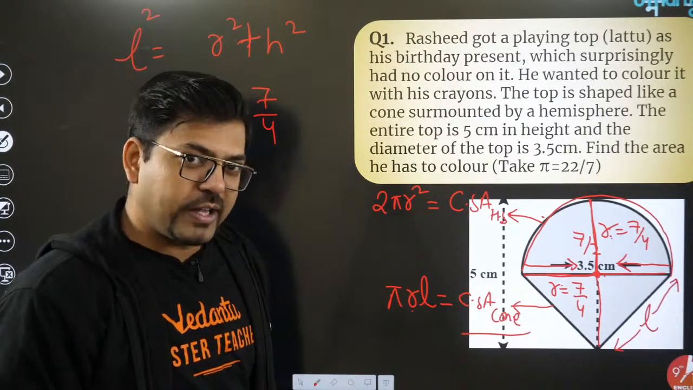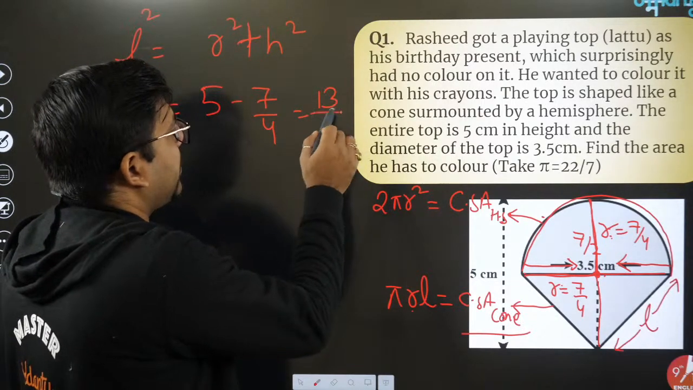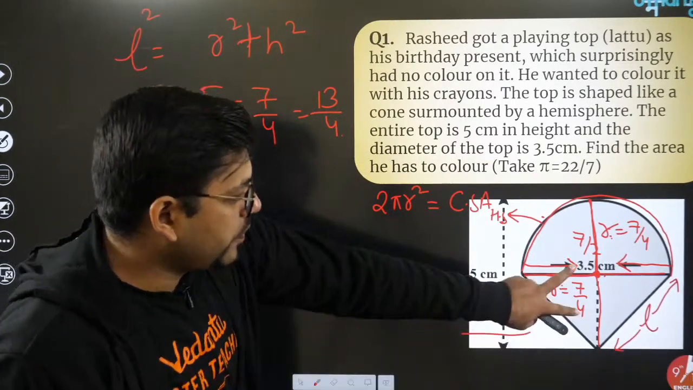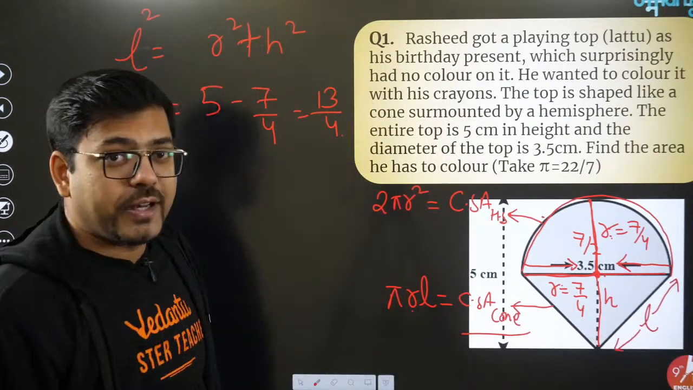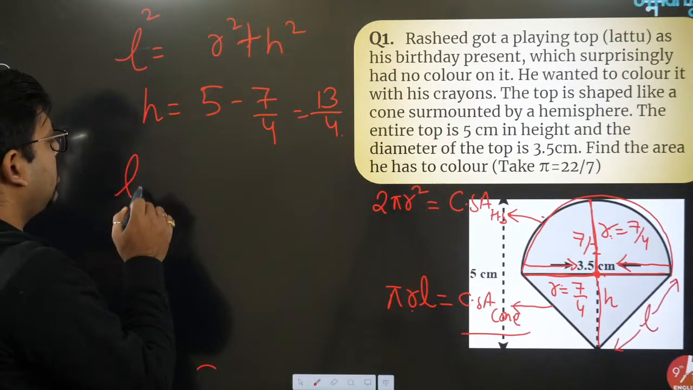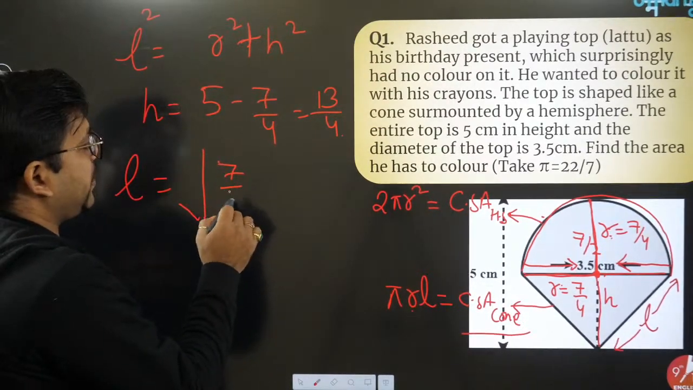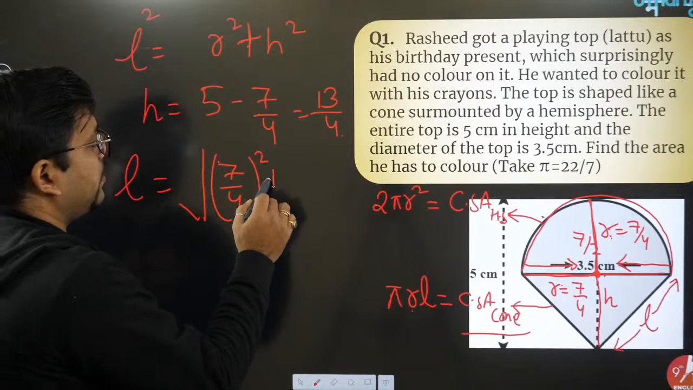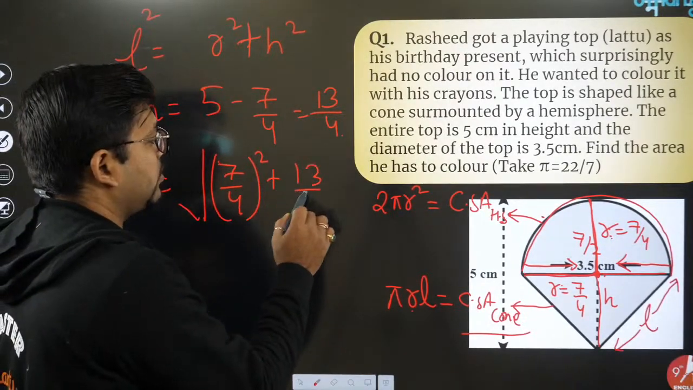5 minus 7 by 4, correct? So take the LCM: 20 minus 7, 13 by 4 is the height of this cone. Now put the values. So L is equal to root under R square plus H square. R is 7 by 4, whole square, and H is 13 by 4, whole square.